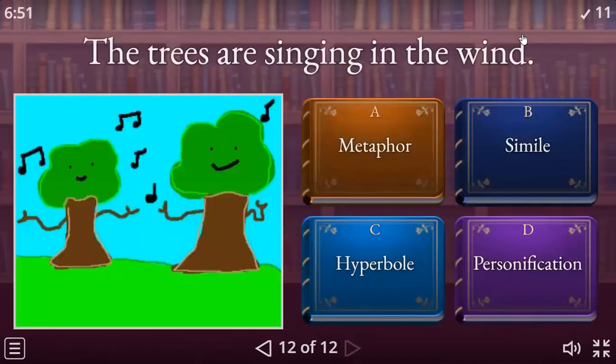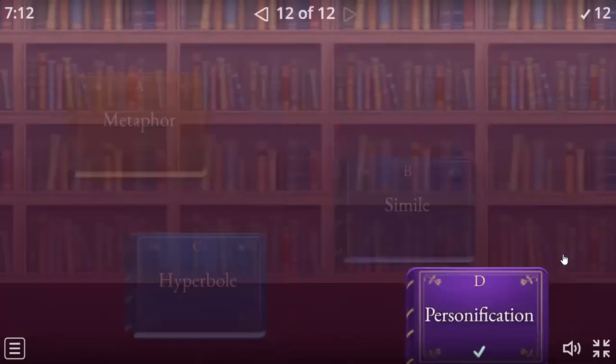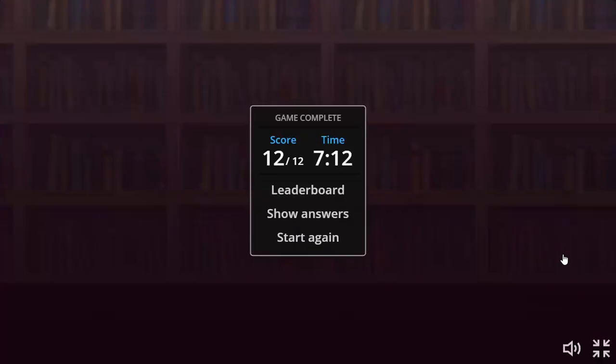The trees are singing in the wind. Muhammad? Personification. I'm sorry, dear. It's personification, excellent. So your score is full, mashallah, full score.